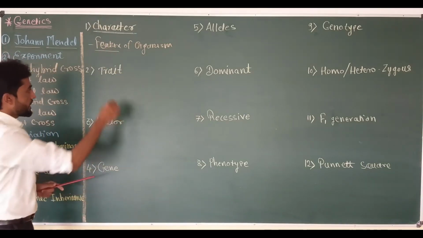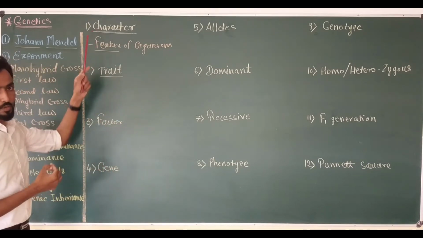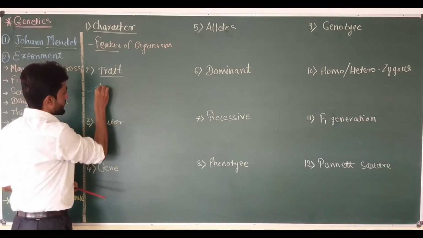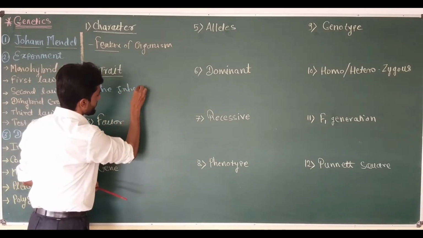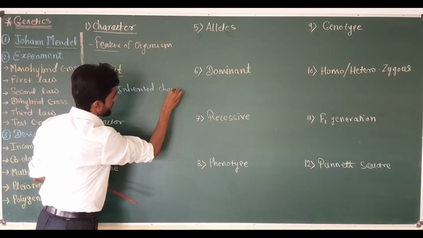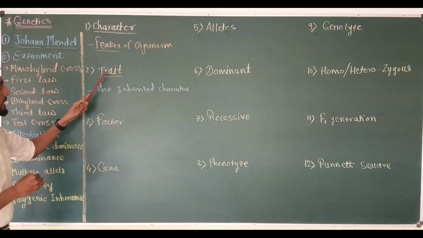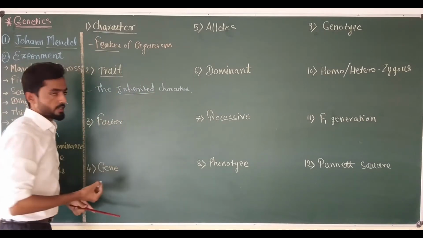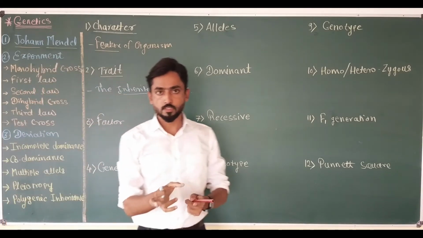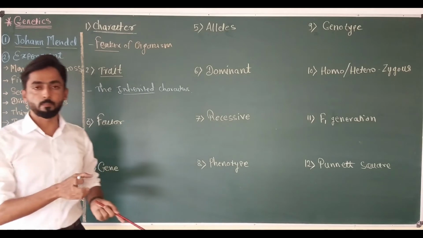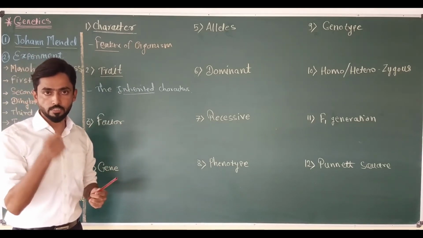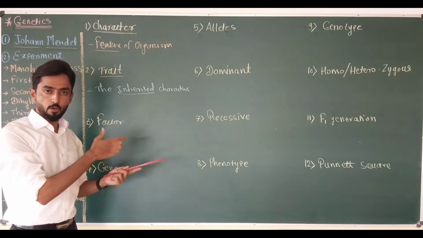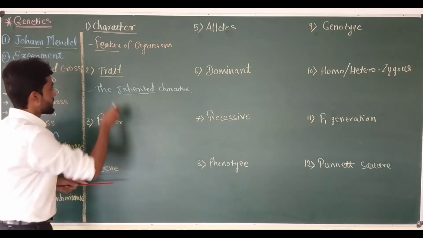Now, trait is similar to character. The only difference between character and trait is that traits are the inherited characters. They are characters which are inherited from one generation to another generation. For example, if we cross one tall pea plant with another dwarf plant, in the F1 generation, or first generation, all tall plants will be there. So this tall character is transferred from parent to offspring, and now it is called a trait.